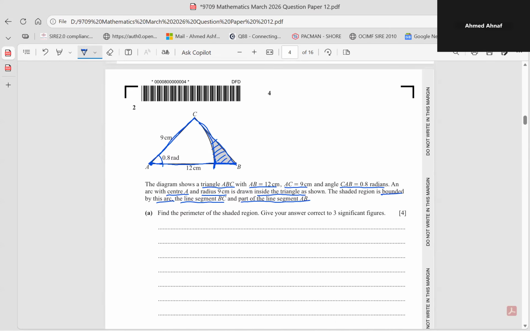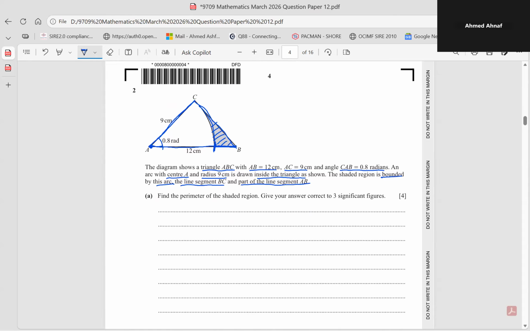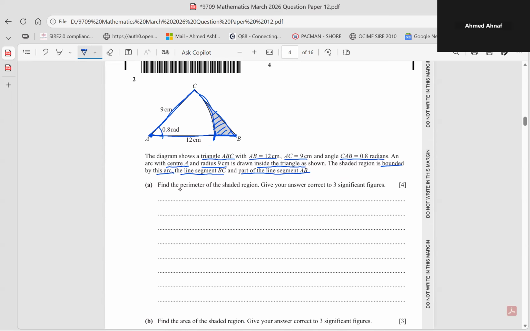Okay, so a very simple question. Okay, so first part, we're told to find the perimeter of the shaded region, and our answer should be given correct to 3 significant figures. Okay, so to find the perimeter of this, let's see what lengths. So perimeter is just the total length of all the sides that makes up this shaded region. So it's basically this arc here, this line segment of AB, as well as the whole line segment BC.